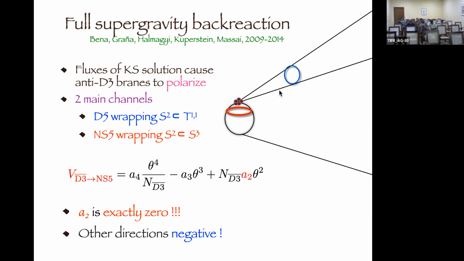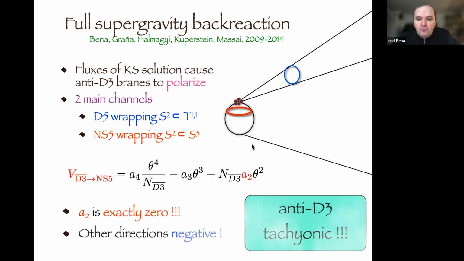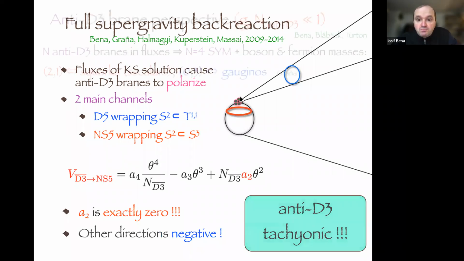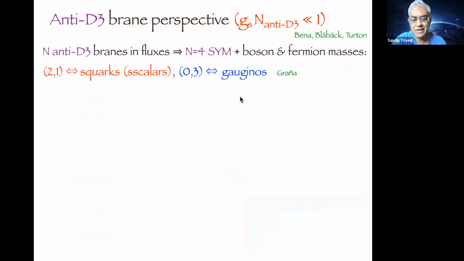And I'll show you, this is the picture from the anti-D3 brane perspective. Now you can also look from the point of view of, so again, this is showing that there's a strange tachyon. Iosif, let me say one small thing here. You did a beautiful analysis of all perturbations in the throat and so on.